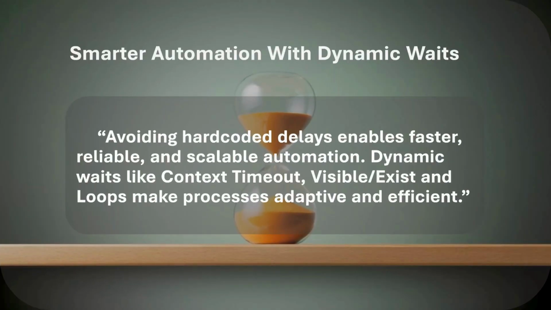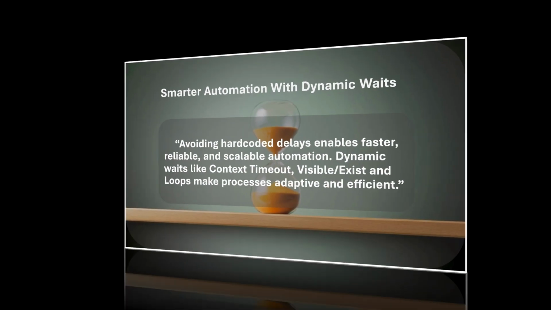Conclusion. Avoiding hard-coded delays in Worksoft Certify is not just a best practice, it's essential for building efficient, reliable, and scalable automation. By leveraging dynamic wait strategies like context timeout, visible exist, and loops, you ensure that your automation adapts to real-time application behavior, reducing unnecessary pauses and improving execution speed. These intelligent wait methods make your scripts more responsive, minimize maintenance, and enhance overall test stability.